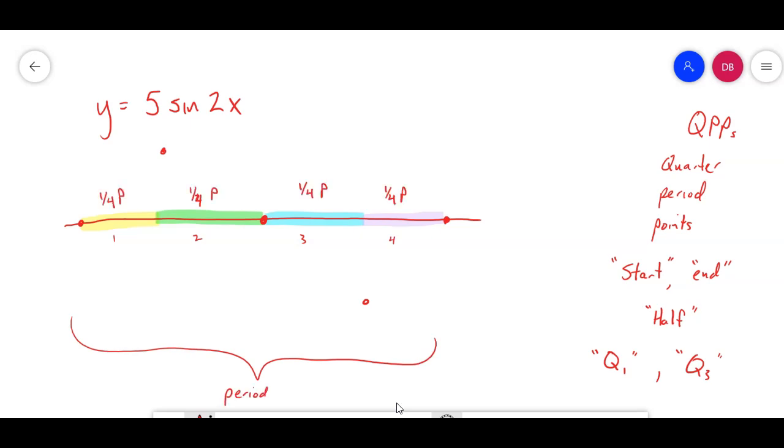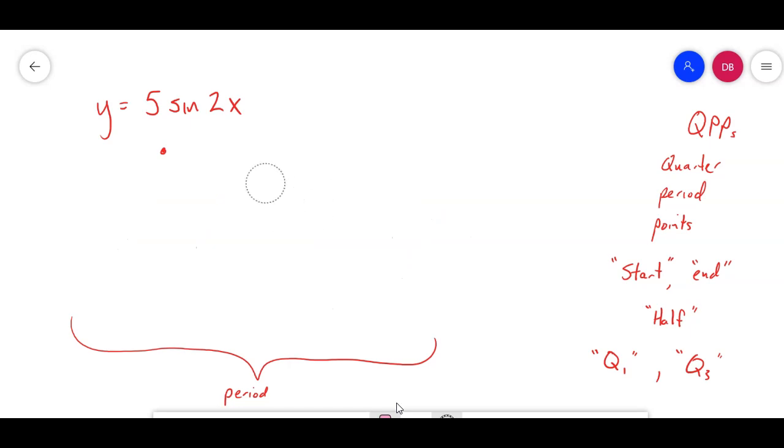There's a bunch of ways to find them, but the easiest way, in my opinion, is to come up with what your period is, and then start dividing in halves. I always think of it as like a halving problem.